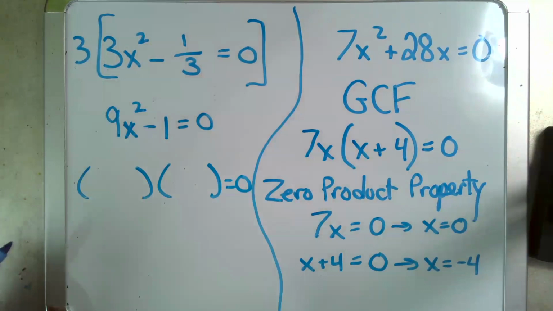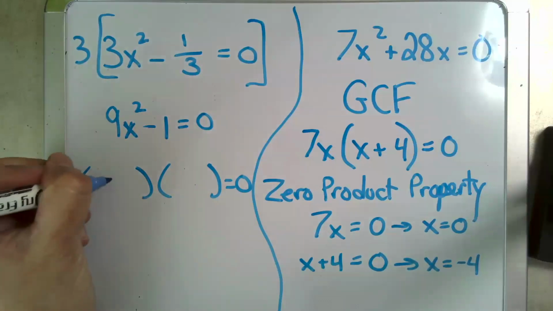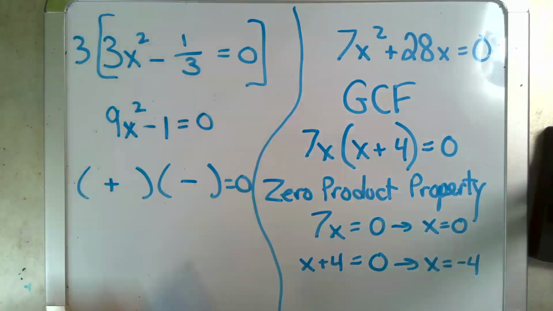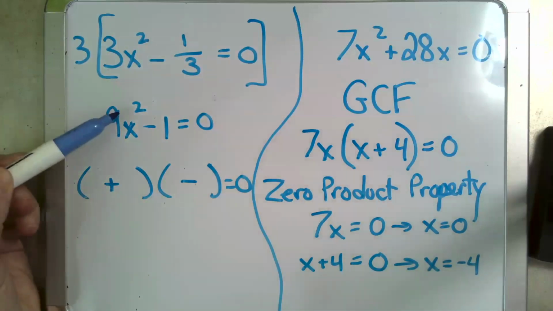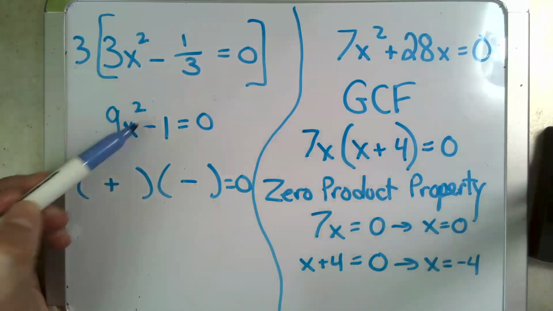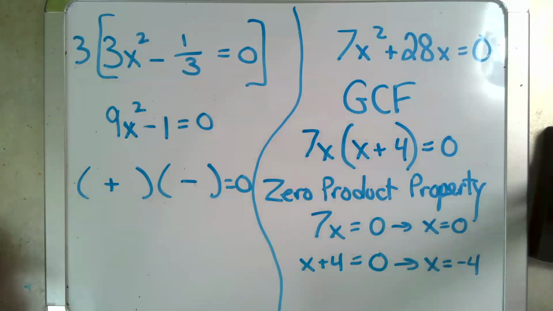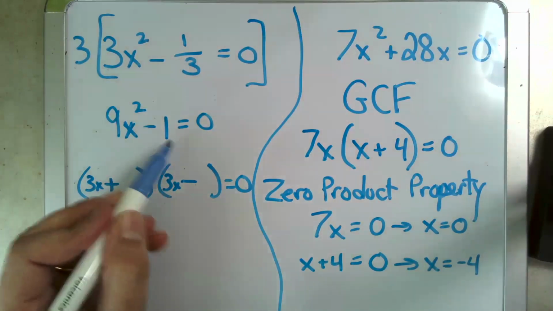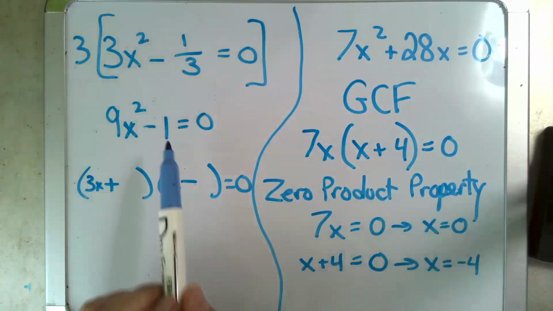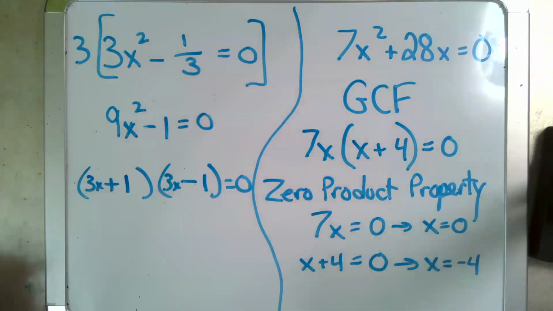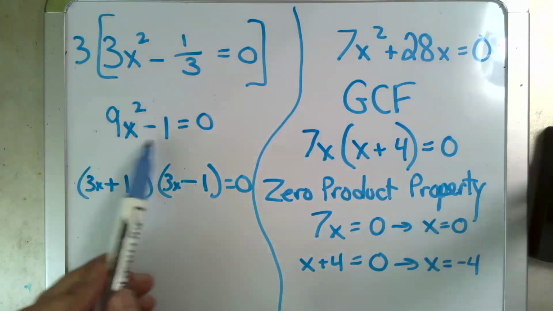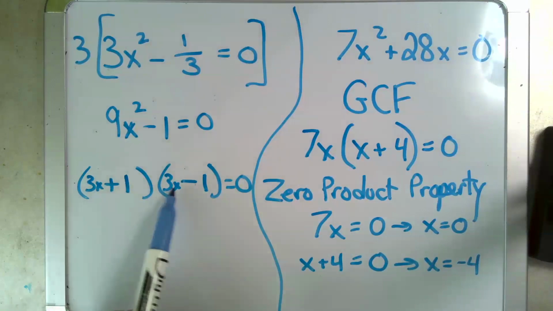If you don't remember how to factor difference of squares, check out this video. Otherwise, we are going to remember that my first factor will be a positive, my second factor will be a negative. It doesn't matter which direction, you could flip those. But my first term in both parentheses is the square root of this first term. So that puts a 3x there. And my second term in both parentheses is the square root of my second term there. And so the difference of squares factoring of this is 3x plus 1, 3x minus 1.